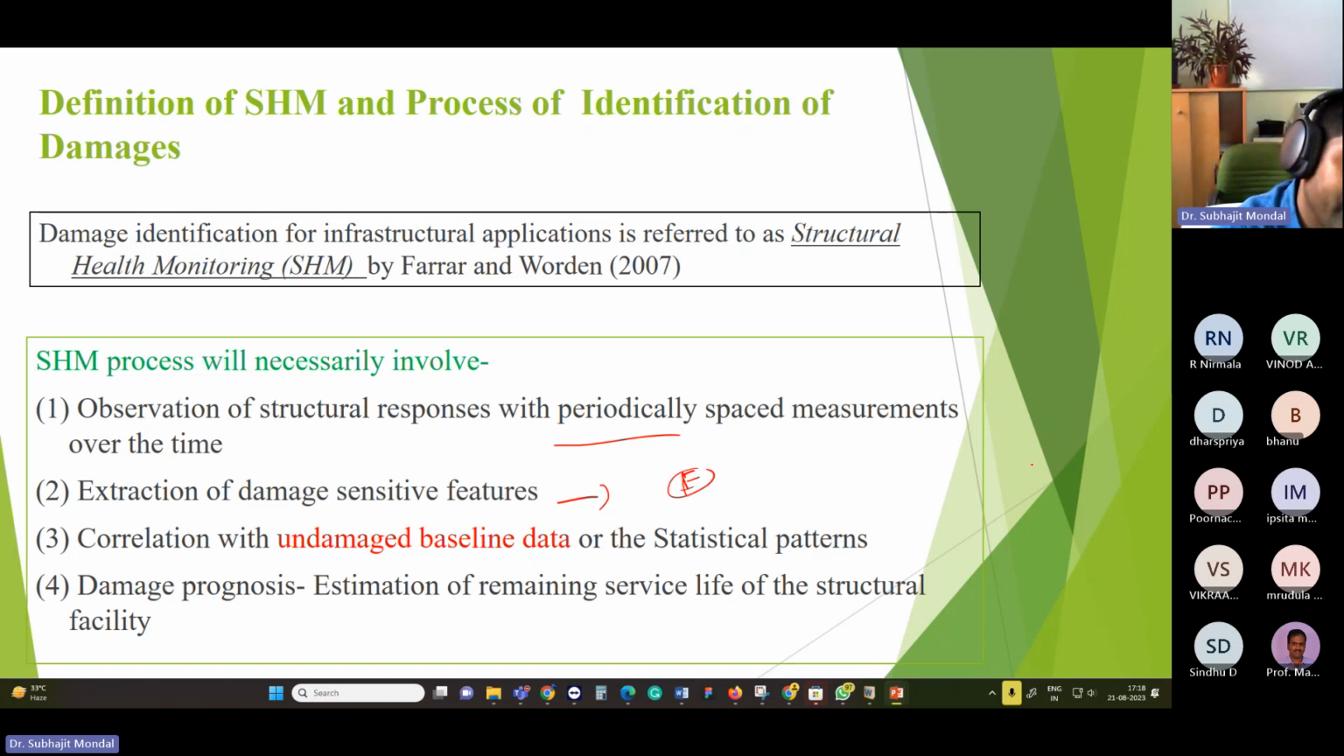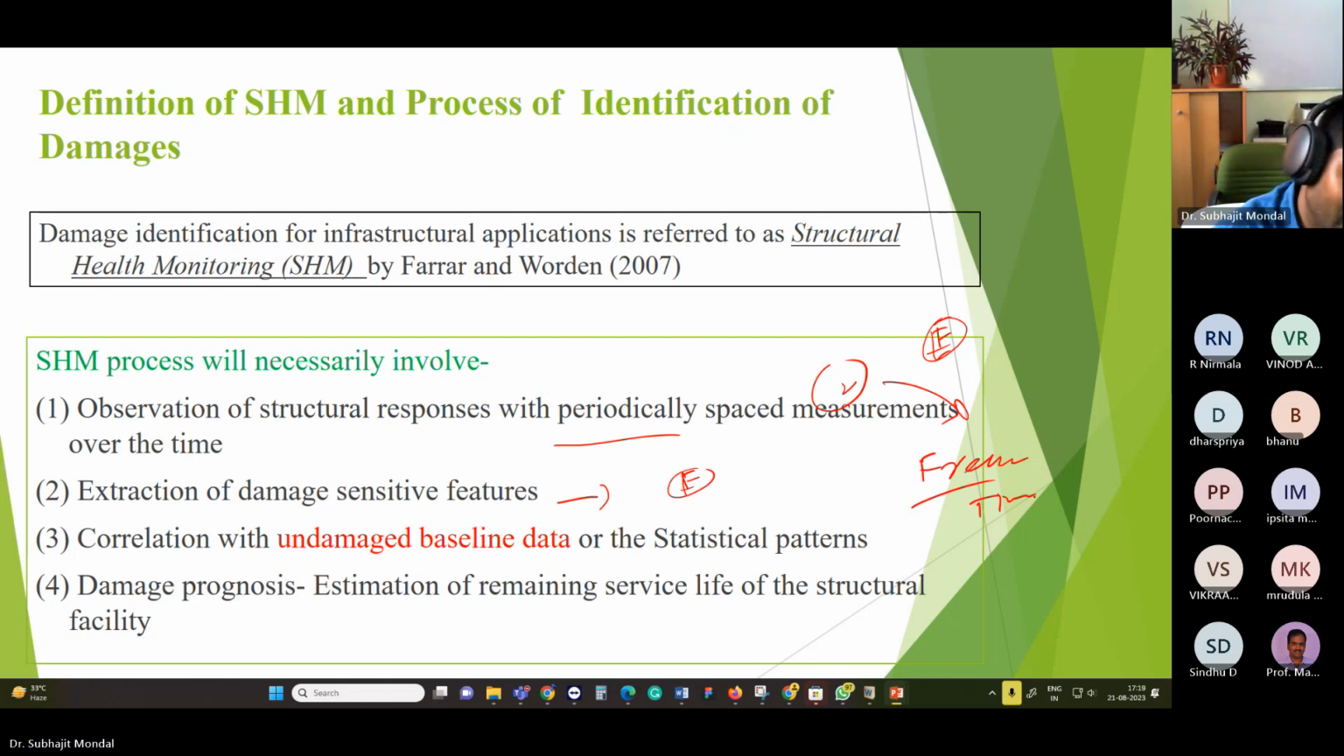For example, if you have frequency data or time domain data, you'll observe that Poisson's ratio is not as effective as your Young's modulus. Young's modulus may affect the response in higher magnitude in comparison to the Poisson ratio. So you have to see which parameters are affecting our response.